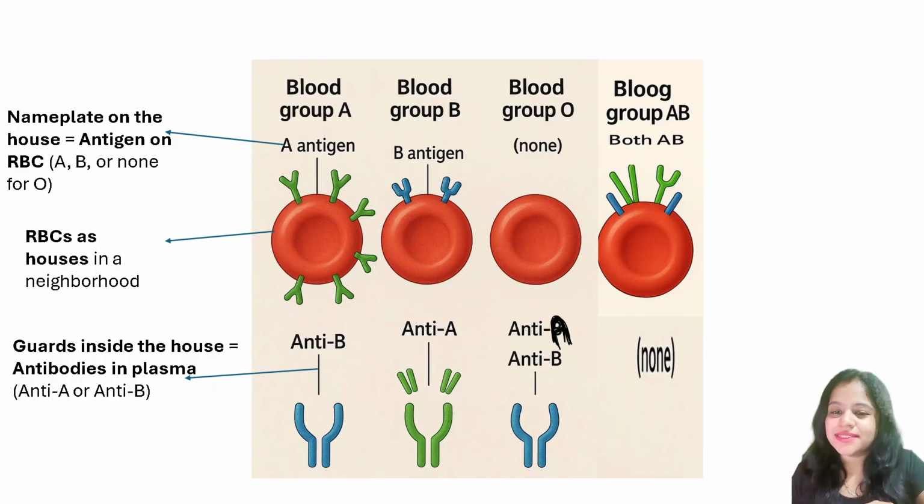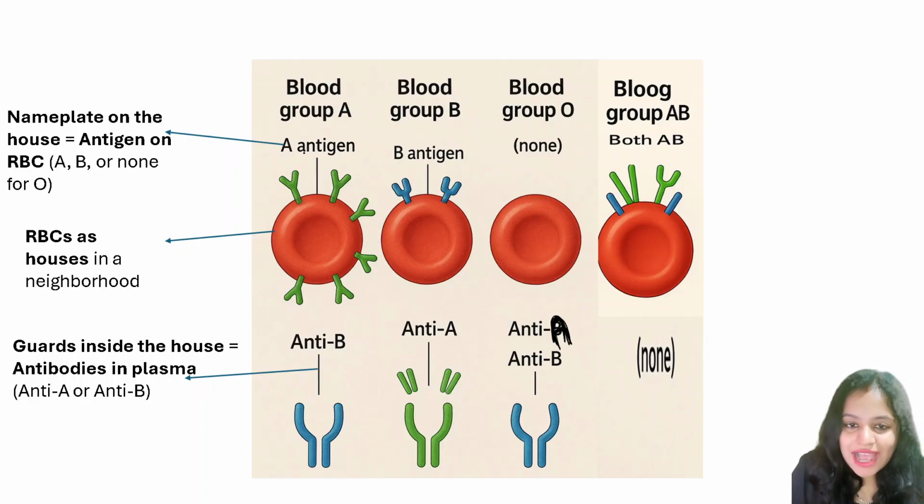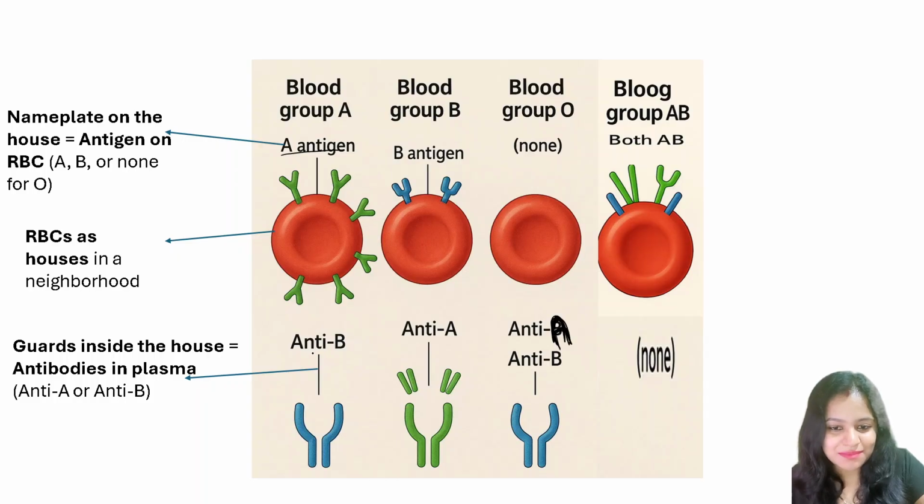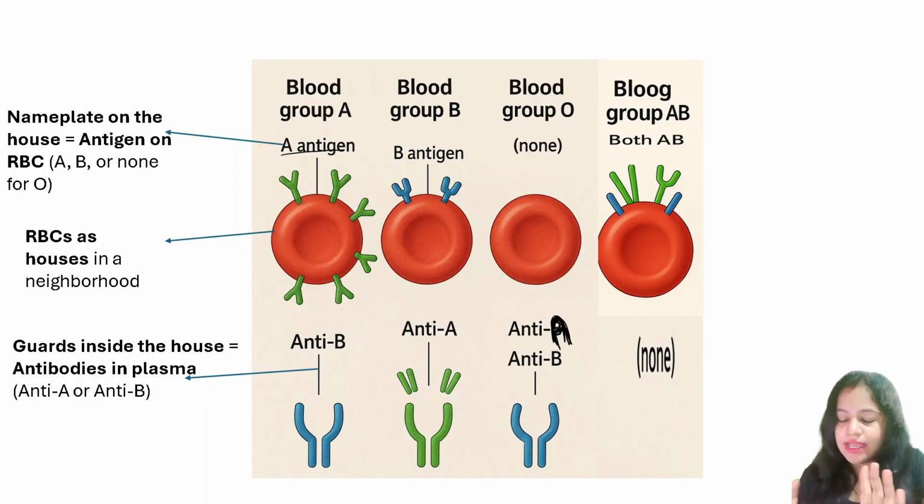Now, just looking at this picture, one thing is clear. The antigen which is present on the surface of the RBC, that plasma doesn't have the corresponding antibody to it. Okay, understand it like this. This is blood group A. This has A antigen on the surface of the RBC. It doesn't have anti-A antibody in its plasma.